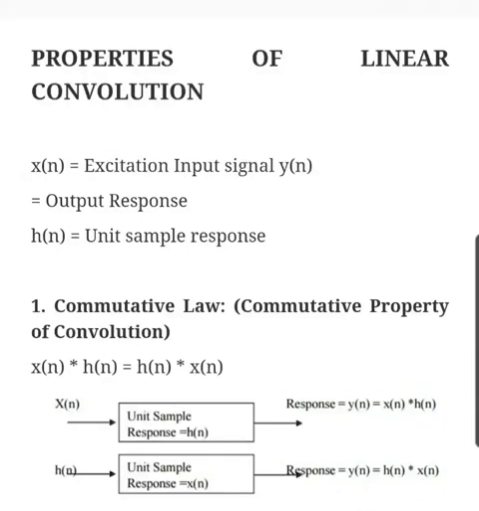So here we will see the properties of linear convolution. Now, the properties of linear convolution: consider x(n) is the excitation input signal, y(n) is the output response, and h(n) is the unit sample response.